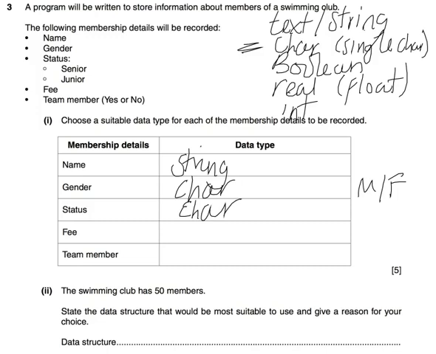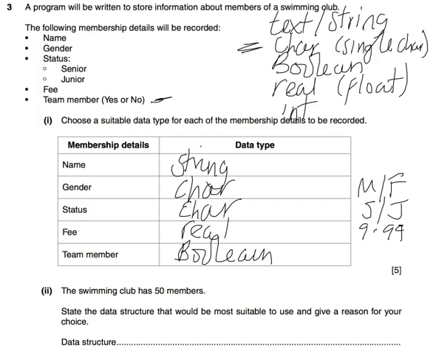And then the fee, if we've got money, then we are going to have something like $9.99. So we've got a decimal place, so we're going to have a real. And then the team member, whether they're a team member or not, yes or no, well, that's a classic boolean, it's true or false, so we'd have that as a boolean. Okay, just to point out, for status, I probably didn't say char, it would be S or J.